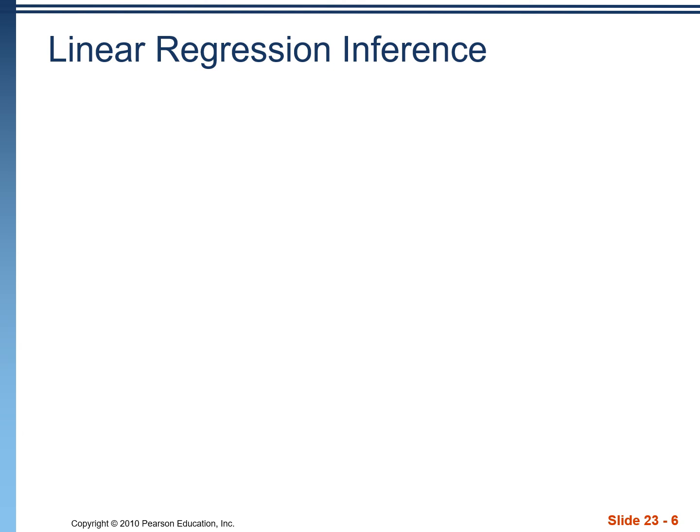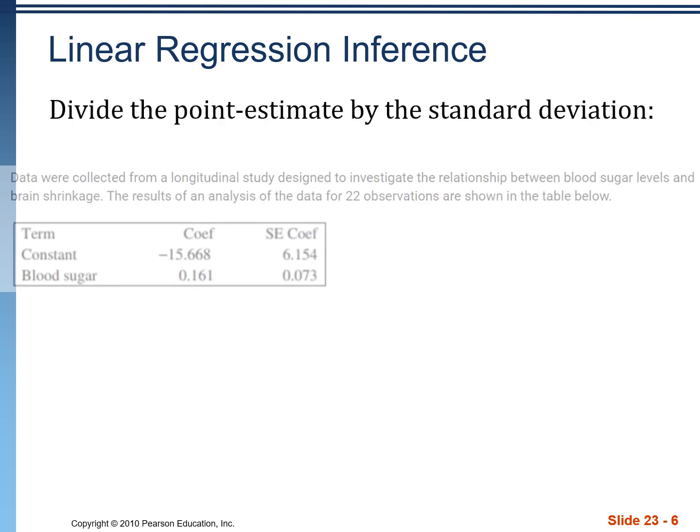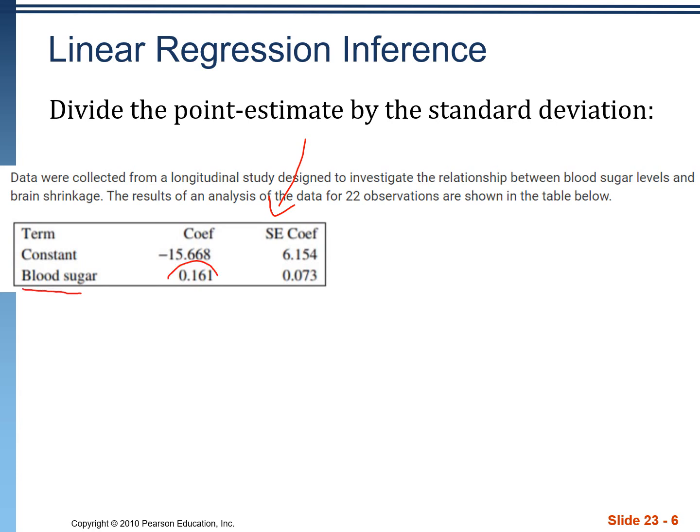For linear regression problems, we're simply going to divide the point estimate by the standard deviation. Let's say we have this example looking at the relationship between blood sugar levels and brain shrinkage. Normally our table would have a lot of additional information here, but this is the important information. So here's our slope. This is the point estimate for the slope. Point estimate is just whatever our sample results showed. And then this is the standard error of that slope.